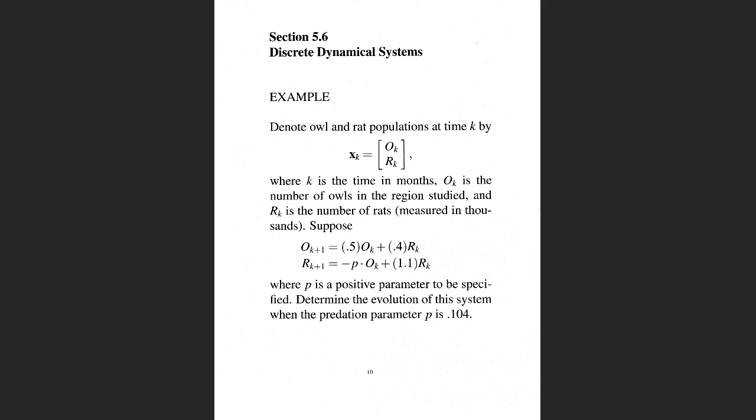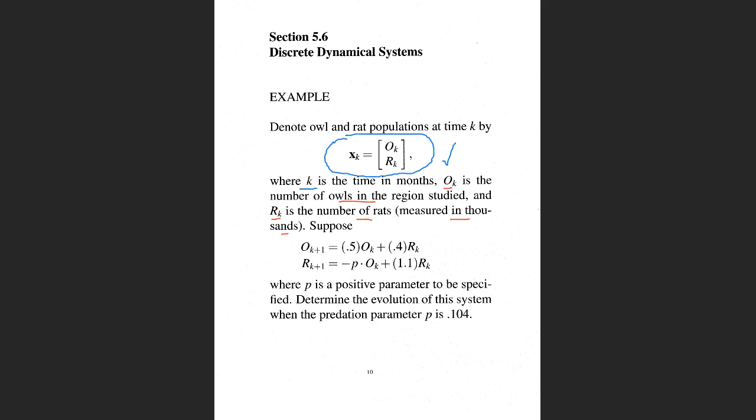Okay. So let's go ahead here and talk about this a little bit. What we want to do here is denote owl and rat populations at time k, where k is in months, by the vector x sub k. O sub k is the number of owls in the region studied, and R sub k is the number of rats measured in thousands in the region studied.